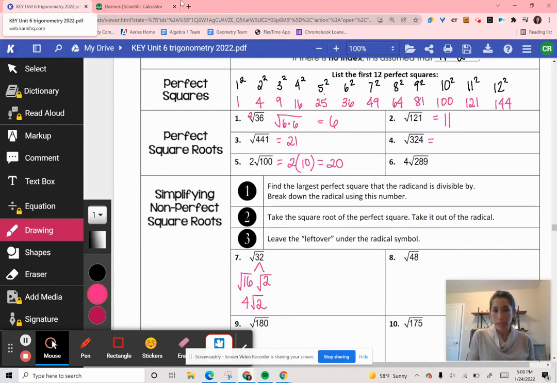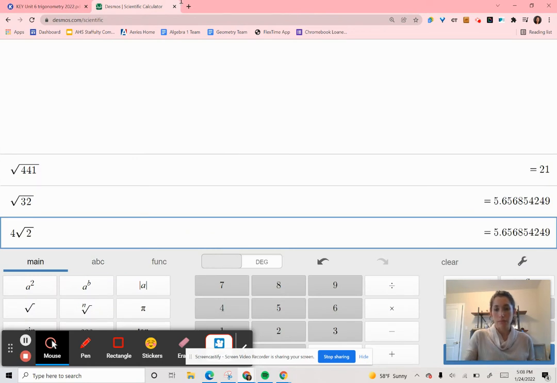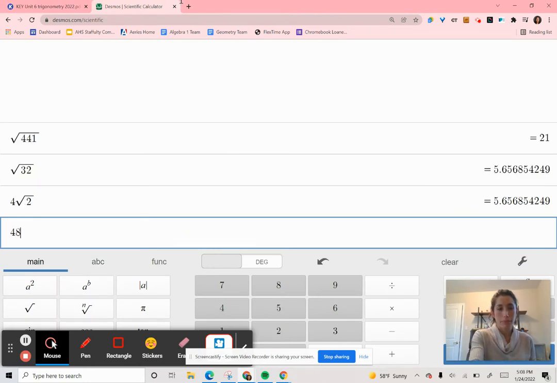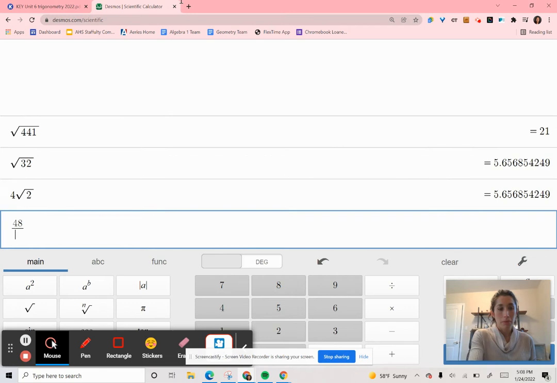So 48. We can start checking numbers that go into it. So I know 4 is going to go into that. I know that's 12 times. Then we want to say, okay, well, is there a bigger number? 9 doesn't go into it. Let's check 16. Let me do 48 divided by 16, and it goes in 3 times.